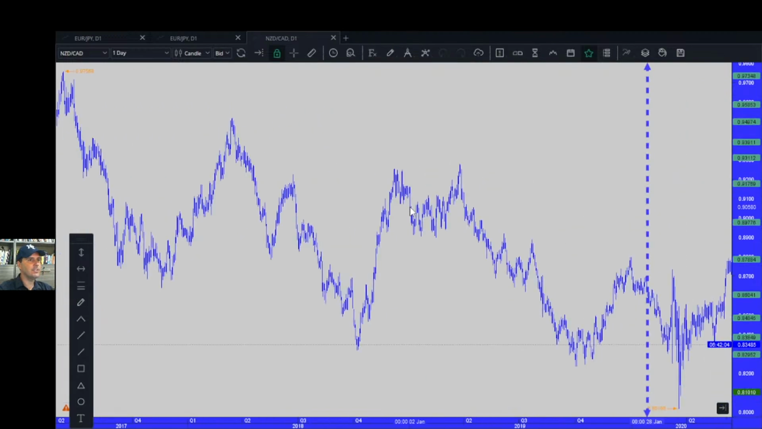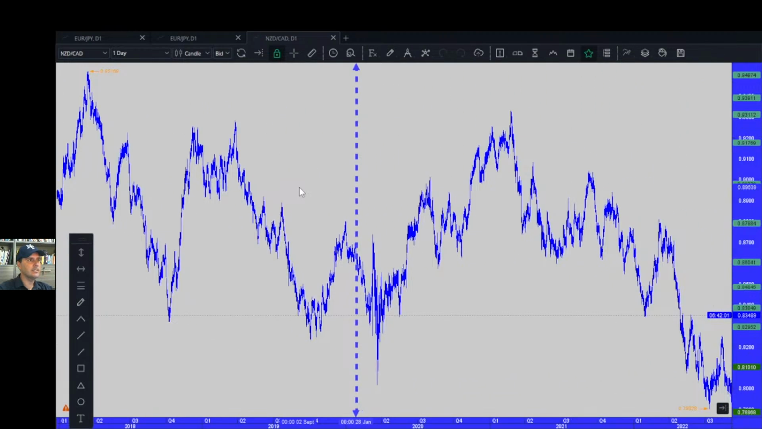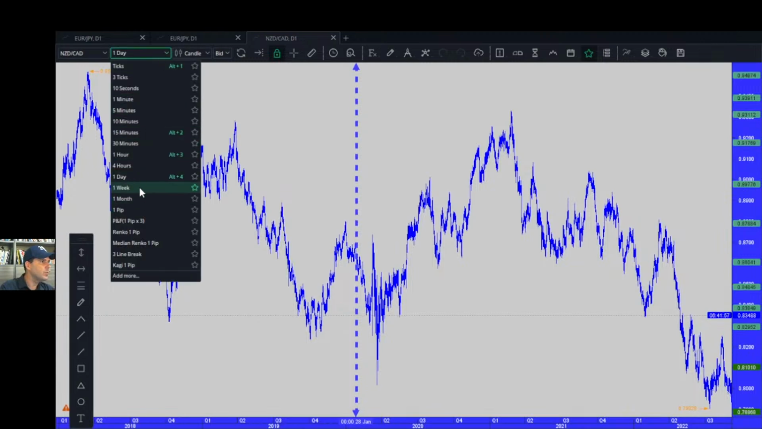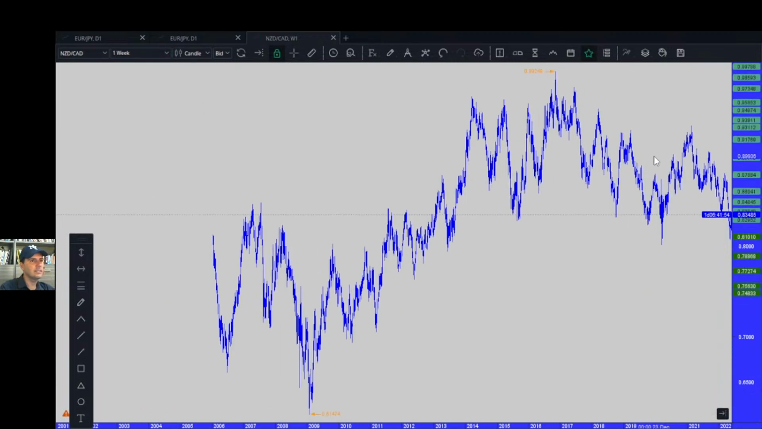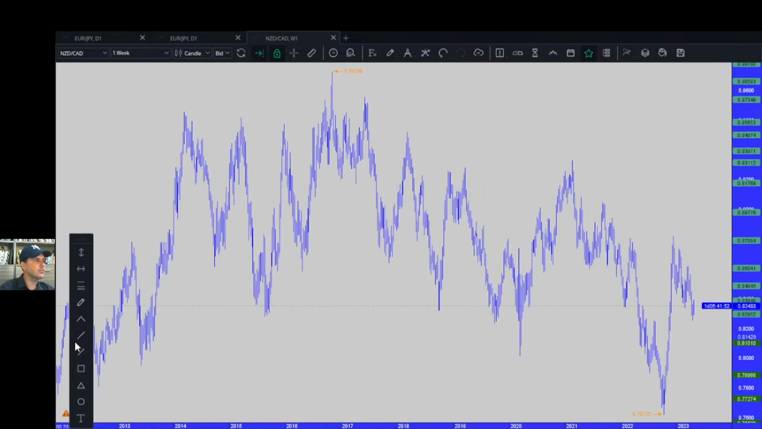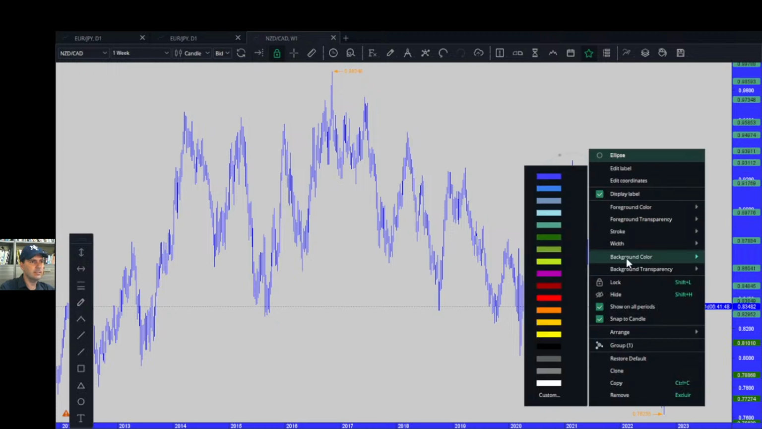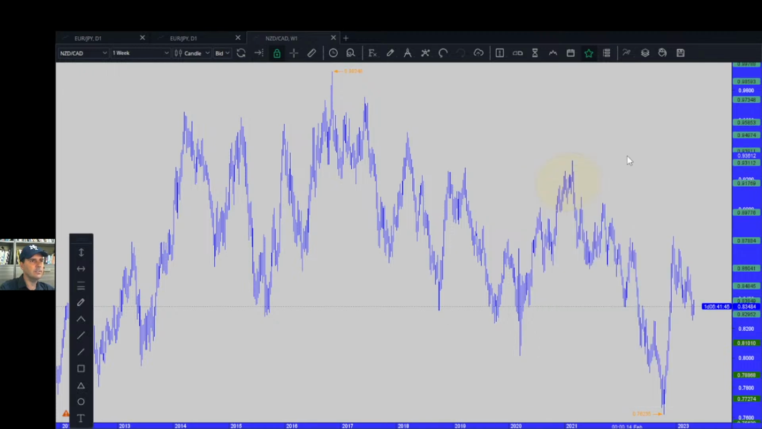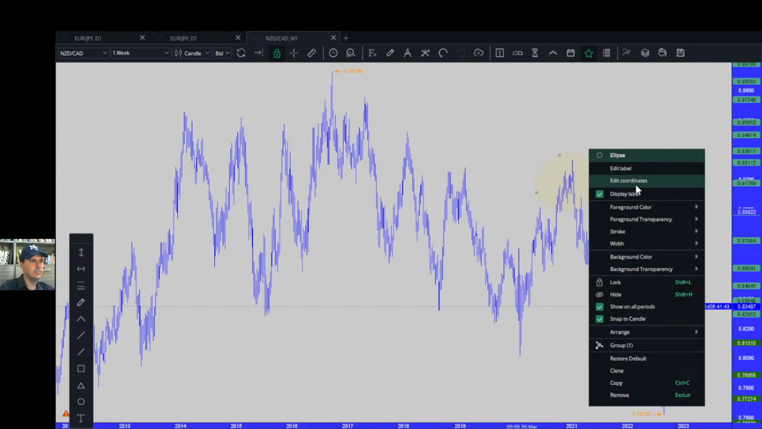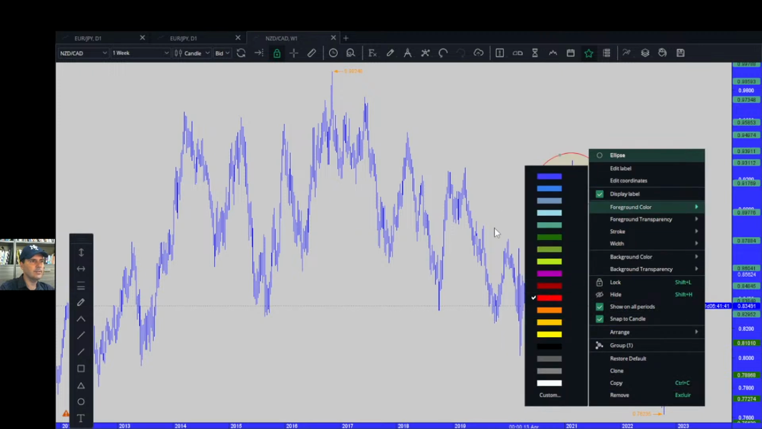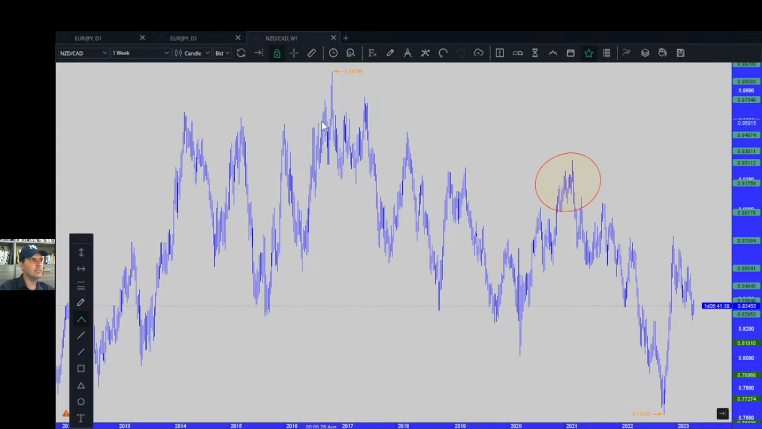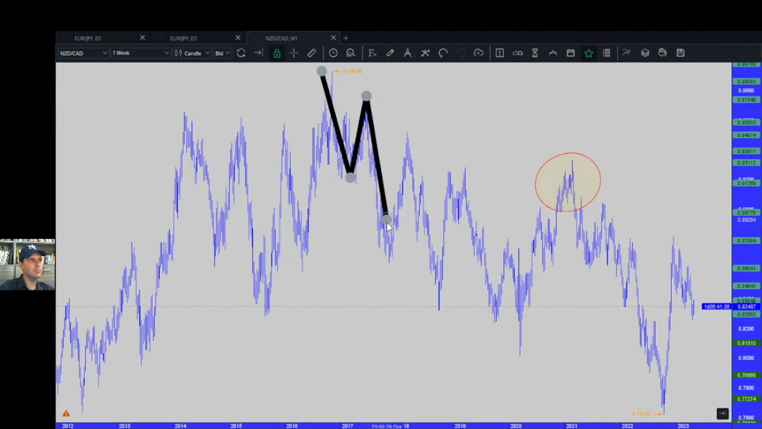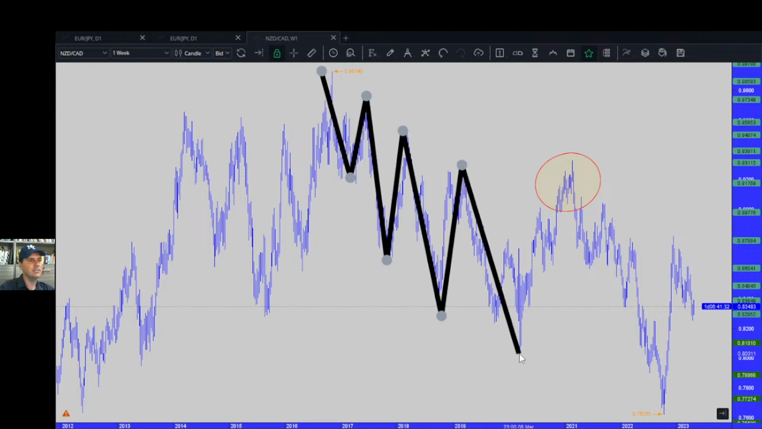NZD CAD. See NZD CAD. Weekly chart, everybody. NZD CAD weekly chart. See in here? Didn't the market break market structure? Okay, another color. Didn't the market break market structure? Extension or retracement, extension or retracement, extension or retracement, extension.